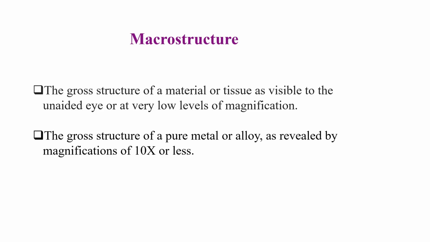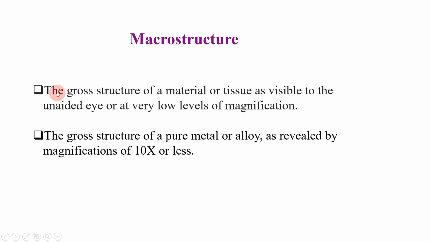Then macrostructure. We have understood the definition of microstructure, and we have seen images also. Now the term on your screen is macrostructure, M-A-C-R-O. So macrostructure means what? The gross structure of a material or tissue as visible to the unaided eye or at very low levels of magnification. This language is very easy to understand.